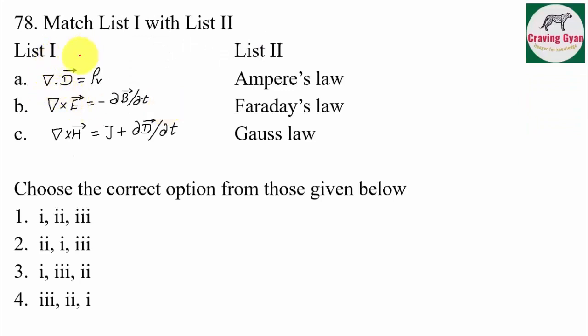78th question, match the following. On list 1 they have given the formula, on list 2 they are talking about which law it belongs to. Del dot D equals rho V, it is Gauss law. Curl E equals minus dou B divided by dou T, it is Faraday's law. Curl H equals J, Ampere's law. Curl H equals J plus dou D by dou T, it is the modified Ampere's law. So the suitable option is option 4.